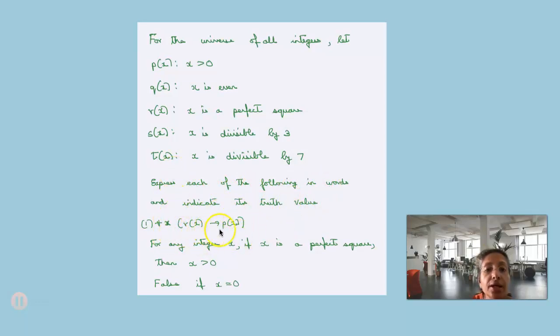So for all x, Rx implies Px. So what will this be? For every integer x, if x is a perfect square, then x is greater than 0. Which is false, because if x equal to 0, it is not satisfied.